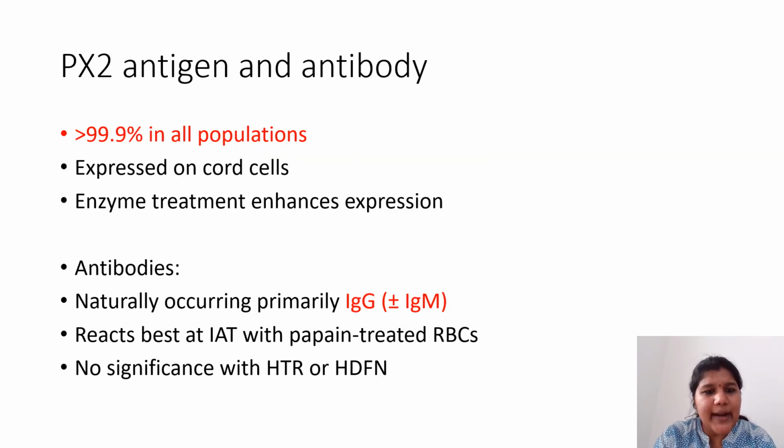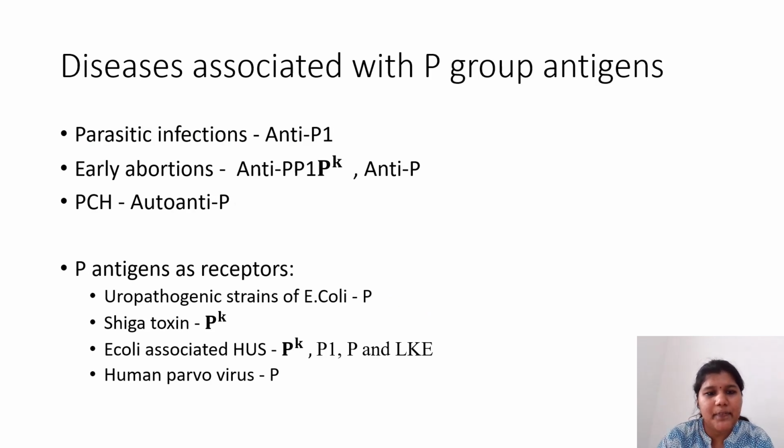Coming to PX2 antigen and antibody, it is present in more than 99.9% of all cells. It is present on cord cells. Enzyme treatment enhances expression. Antibodies seldom occur, but it is a naturally occurring IgG. There is no significant HDR or HDFN.